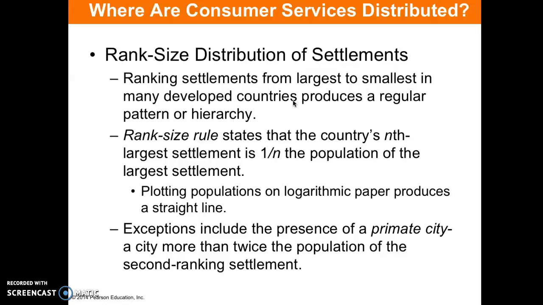Exceptions to the rank size distribution of settlements include primate cities. A primate city is really simple. It's when you have one really large city for your country and the next city is less than half the size of that one. Paris is the big example in Europe. In France, Paris is way more than twice as big as the next largest city, Marseille. So Paris follows the primate city rule.